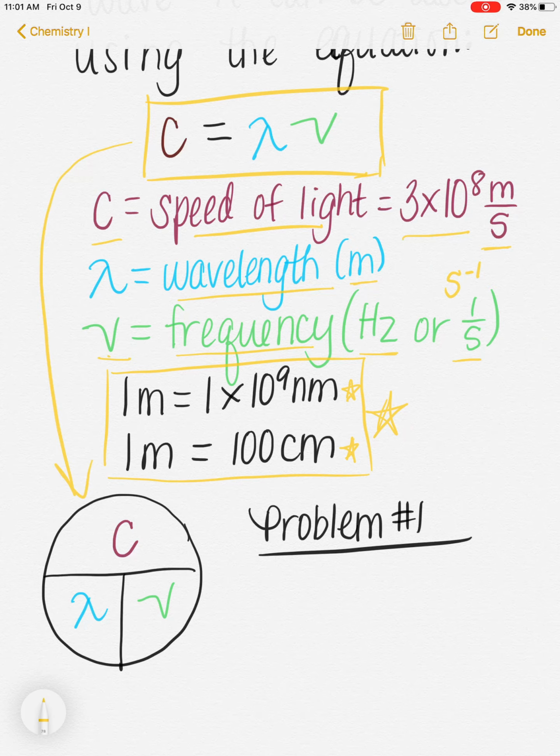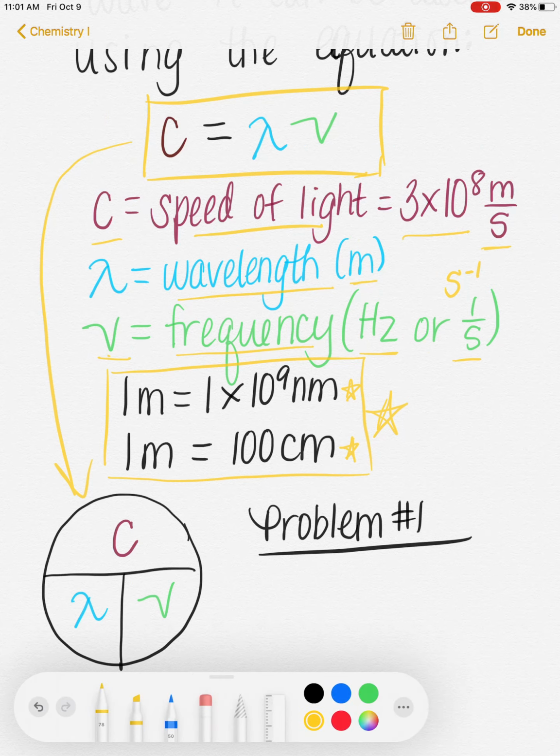All right, just like we did with the density equation, I put this c equals lambda v into a pie chart here. And remember, on the pie chart, you can put your finger over and cover up what it is that you don't know, and the pie chart will tell you what the answer is.